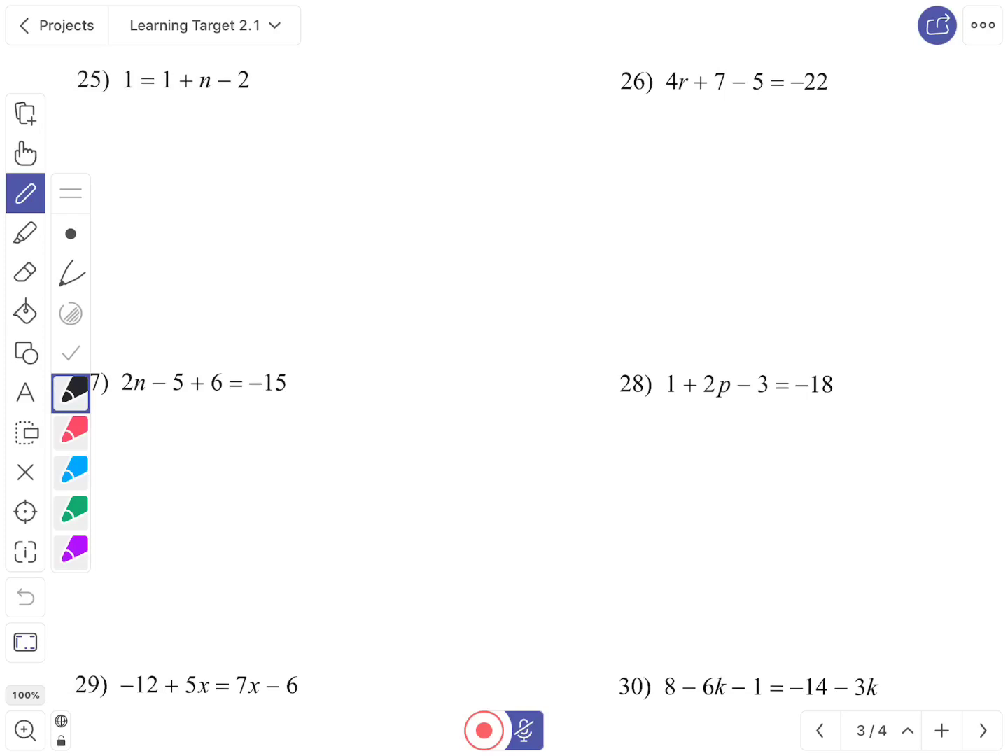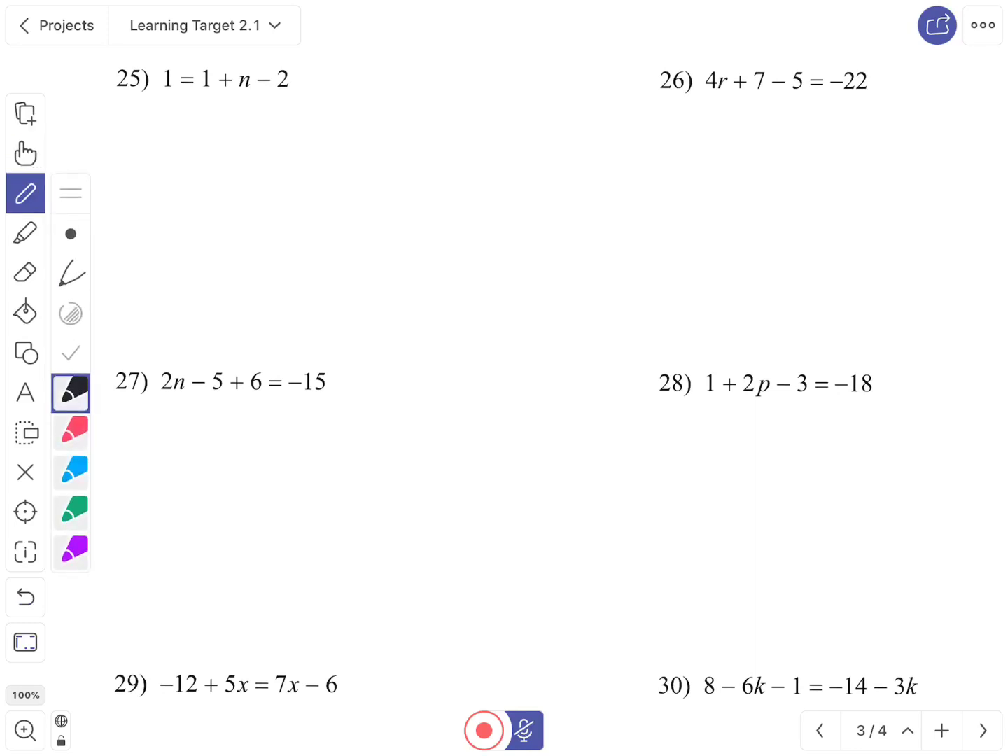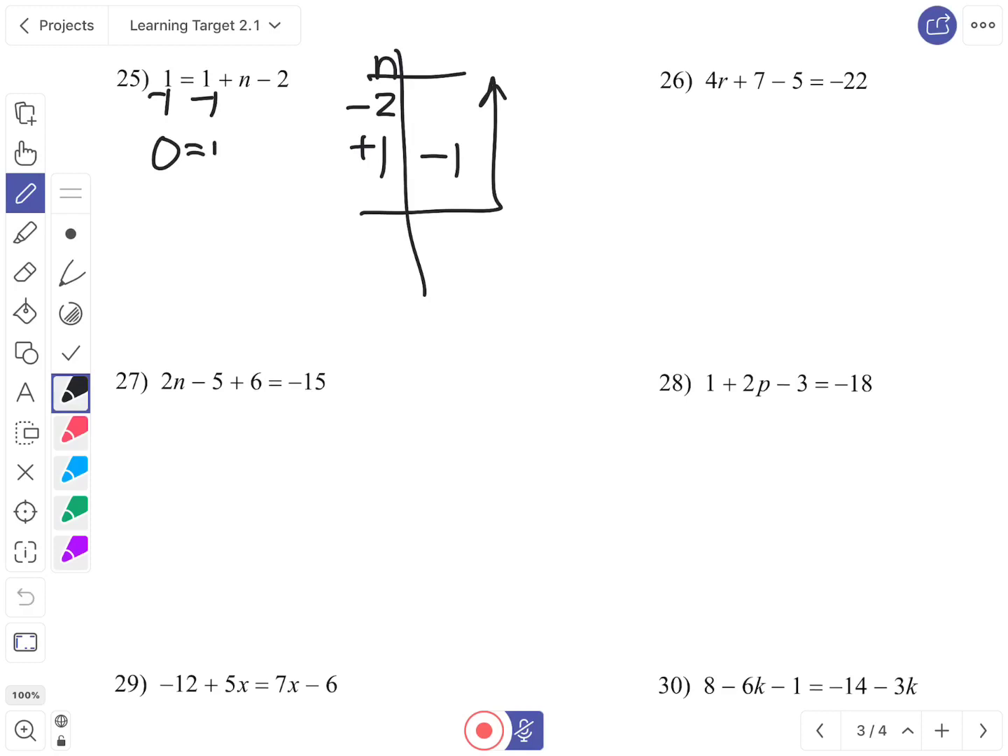All right, now, again, we've got some things going on here. Okay, again, I could still try to use this method and say what's happening to n. Well, we'd subtract 2, we would add 1. So going backwards, we would subtract 1 from both sides. And we'd add 2.